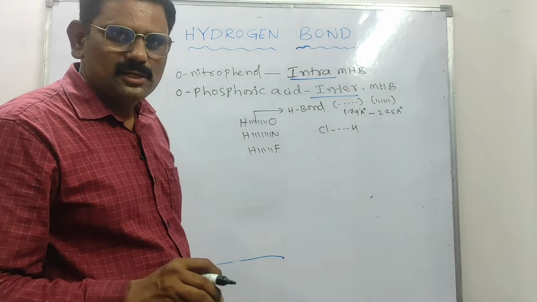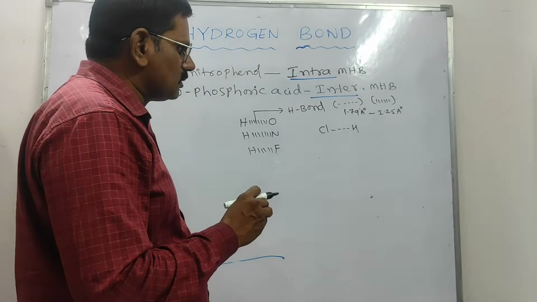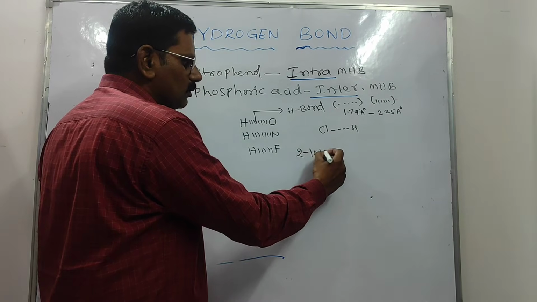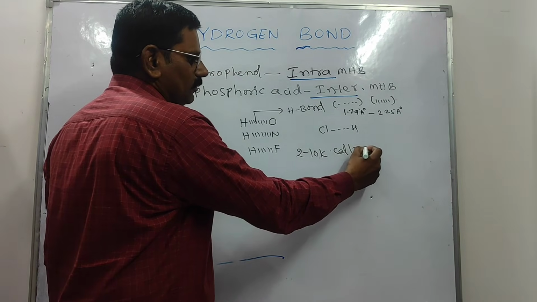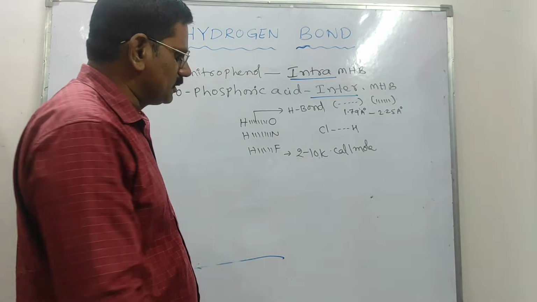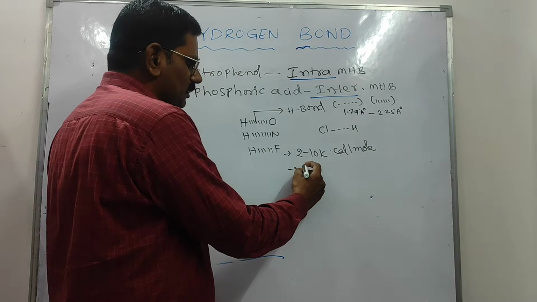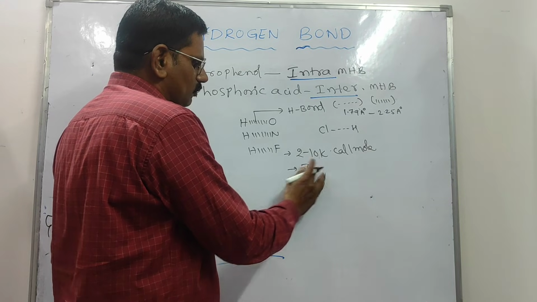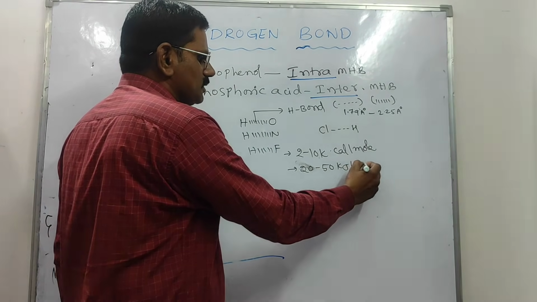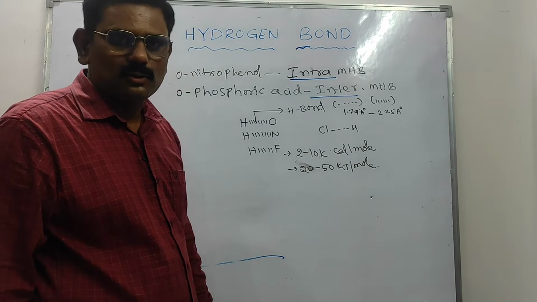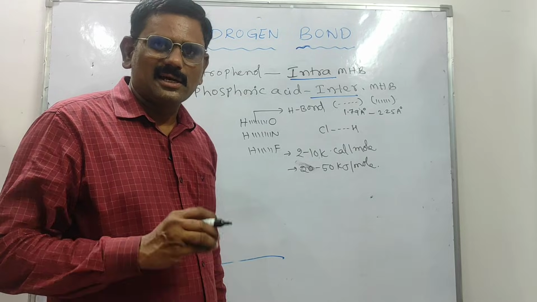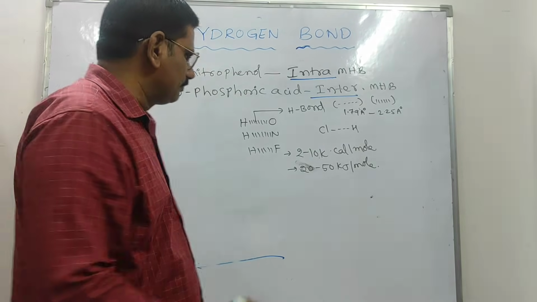How much energy is needed to break hydrogen bond? In order to break hydrogen bond, it requires 2 to 10 kilocalorie per mole. In kilojoule, say 20 to 50 kilojoule per mole of energy is required to break hydrogen bond. Hydrogen bond is weaker than covalent bond and stronger than van der Waals force of interaction.